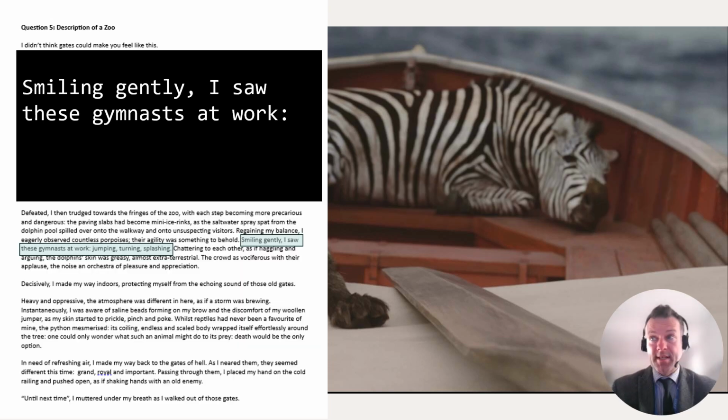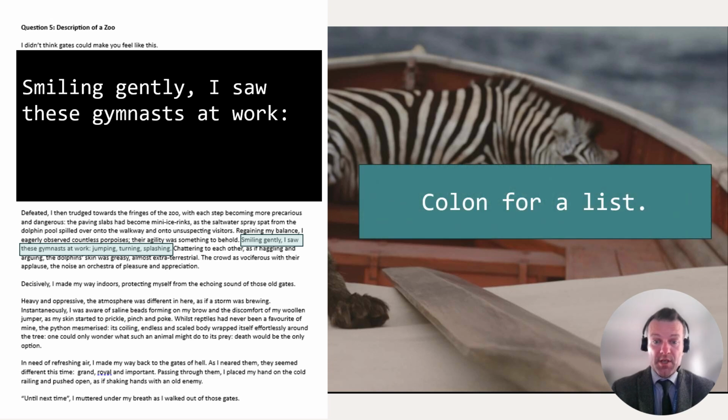So notoriously, this piece of punctuation, a colon used for a list, is done pretty badly by students and done incorrectly. I'm going to show you how to do it correctly. So here I'm in my zoo and I'm describing the zoo. I'm actually describing the dolphins here. And you can see this is how I've started the sentence: Smiling gently, I saw these gymnasts at work. So I'm using the metaphor of gymnasts to describe those dolphins.